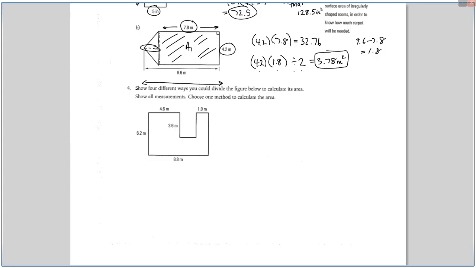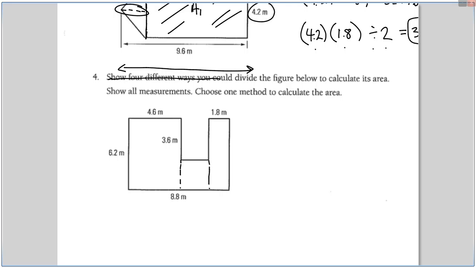Alright, this question says show 4 different ways, but let's just do it once. I usually break it down like that. Let's get some measurements in here. So how can we figure out this distance, the unknown distance?